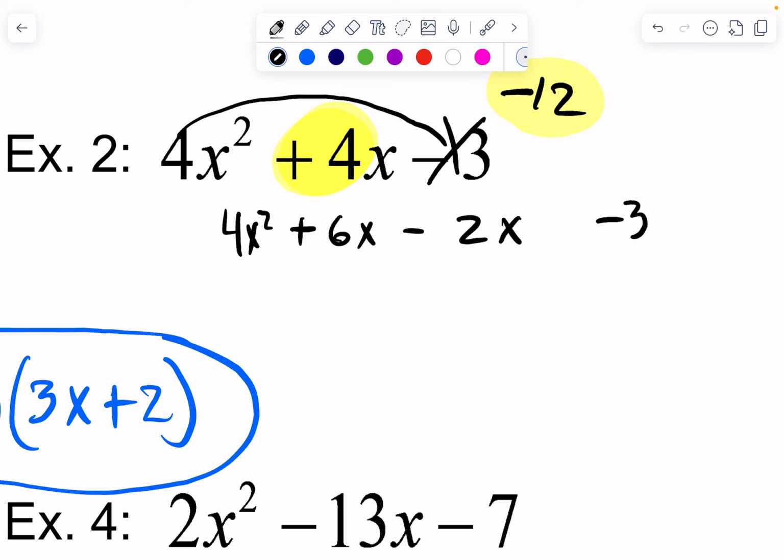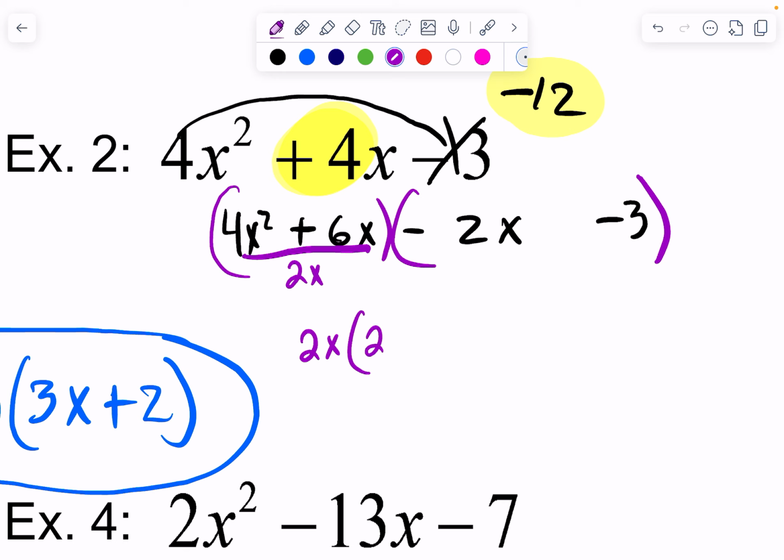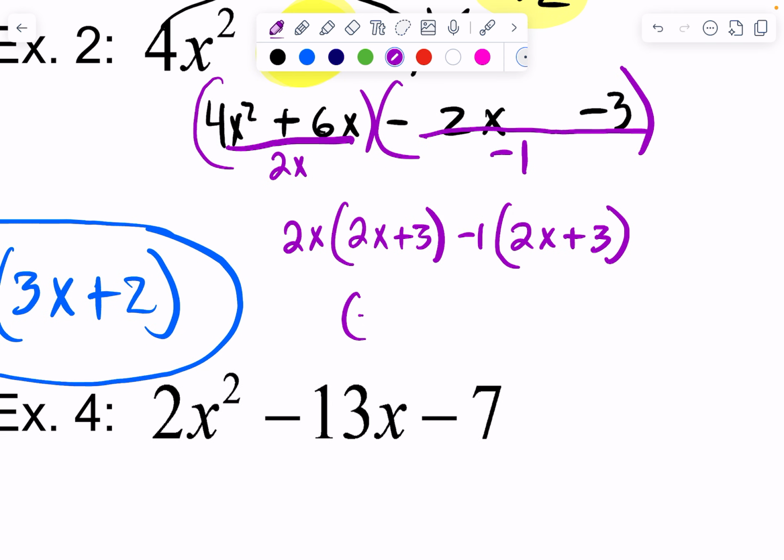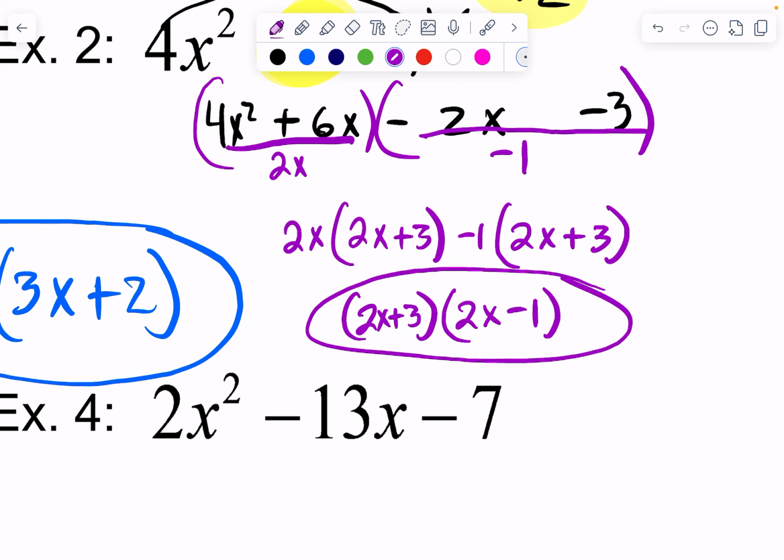We're going to go ahead and group it. So for my first binomial, I can take out a 2x, leaving me with the leftover of 2x plus 3. And from this second binomial, I can factor out a negative 1, giving me a leftover binomial of the identical 2x plus 3. So now I can factor out my 2x plus 3 and my leftover 2x minus 1 is my factored form. All right, let's go.